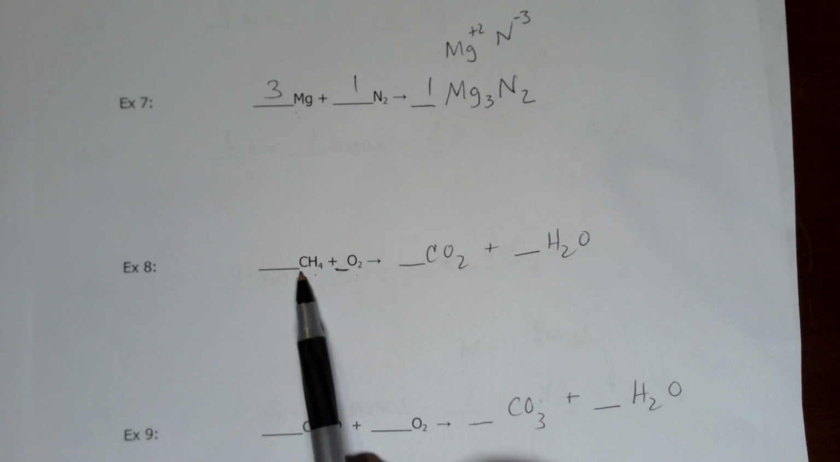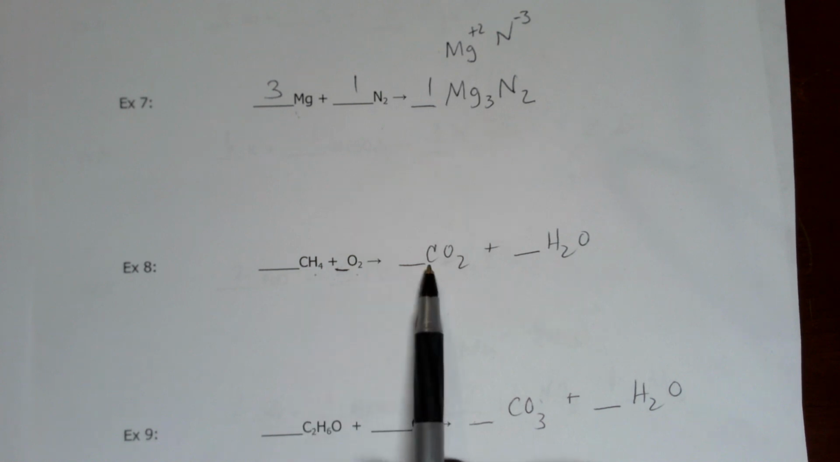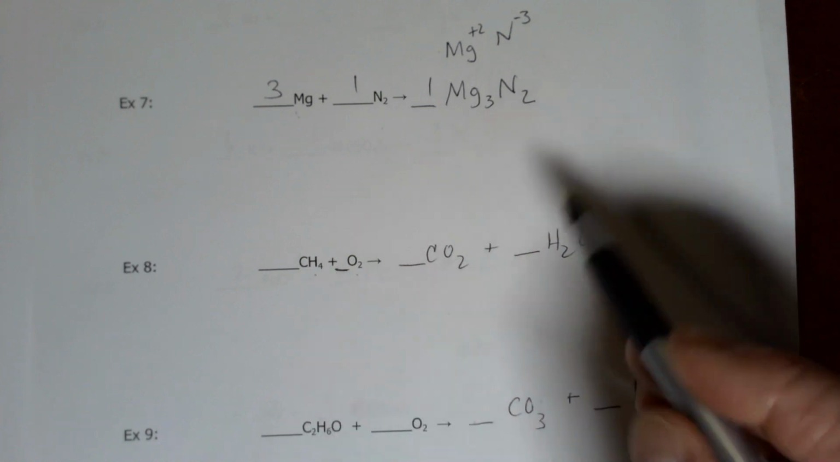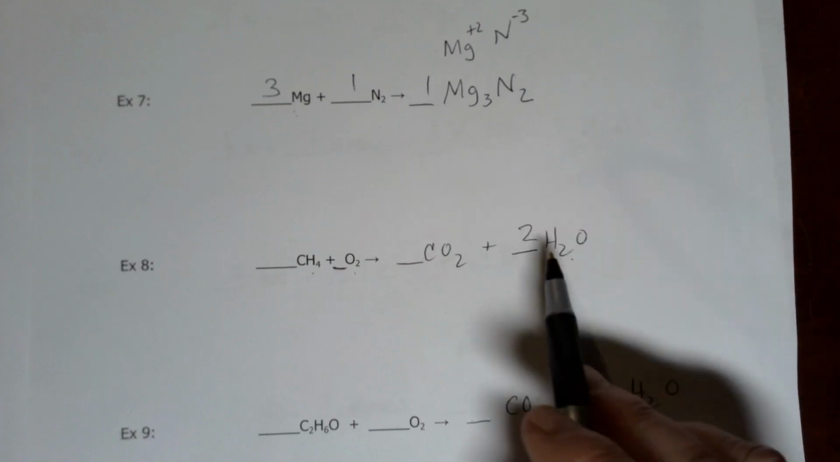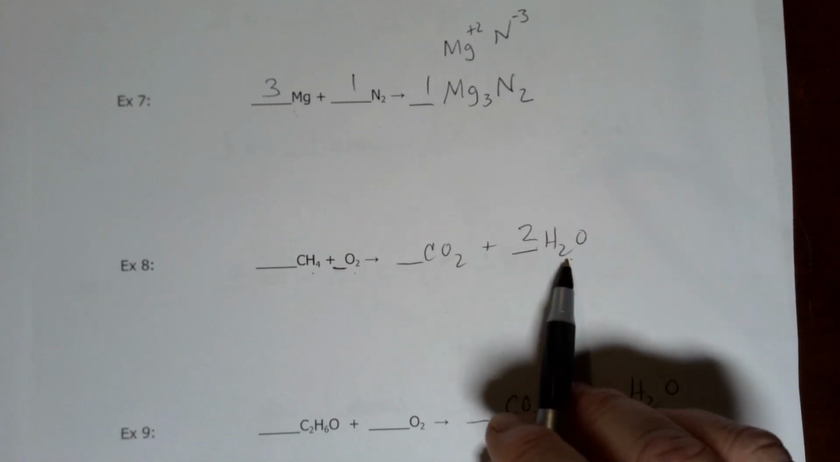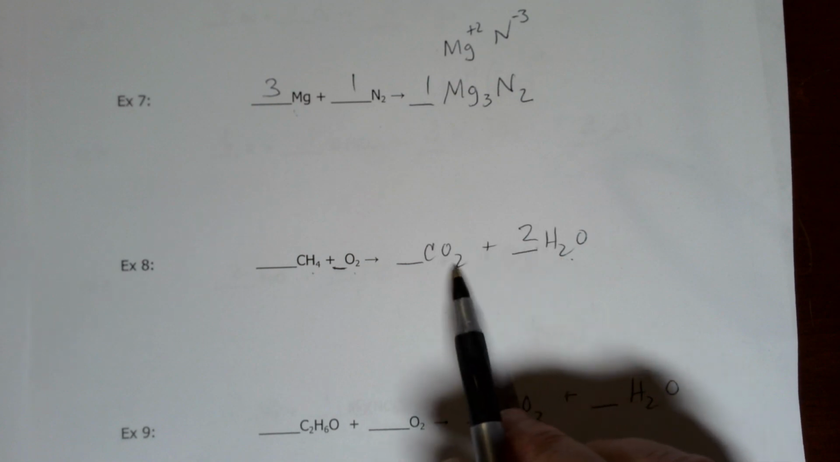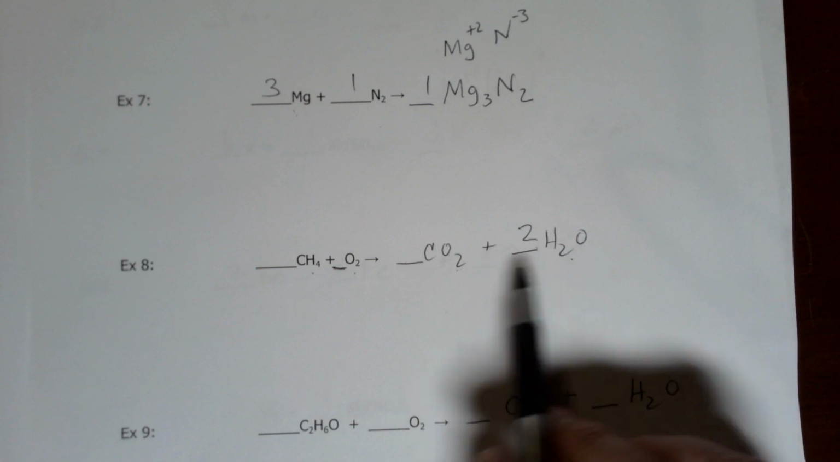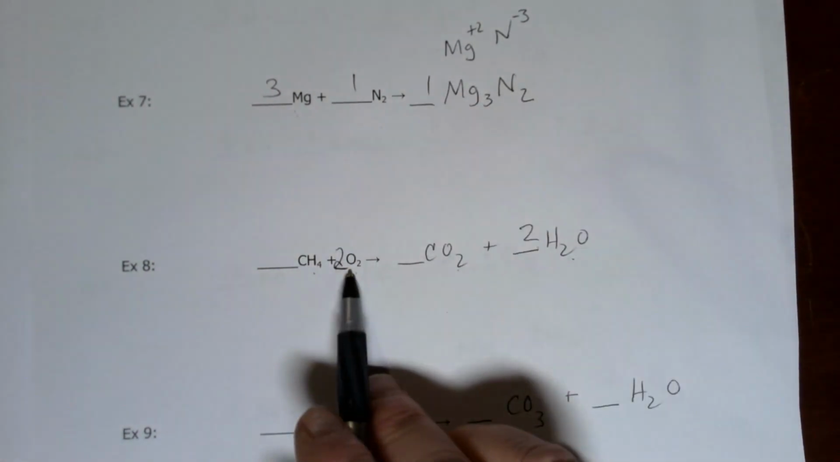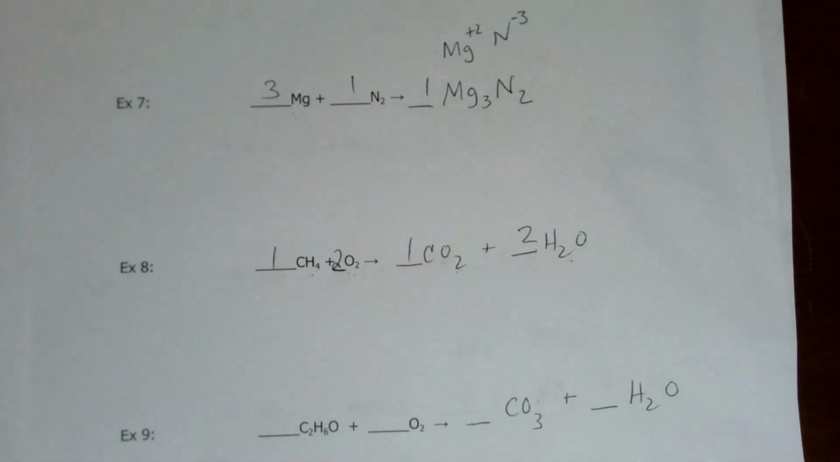For example number 8, I've got 1 carbon, 4 hydrogens, and 2 hydrogens, so I have to double the H2O. That's going to give me the 4 hydrogens I need. And lastly, what's that going to do to my oxygens? I've got 2 and 2, so 4 oxygens here. I'm going to need to put a 2 in front of the O2. And that equation is now balanced.